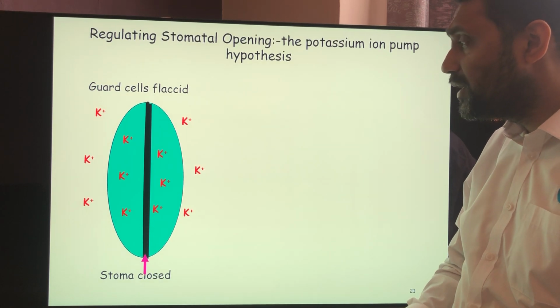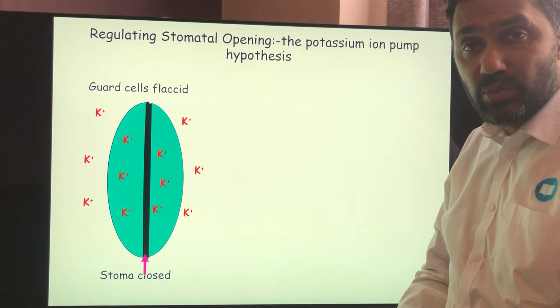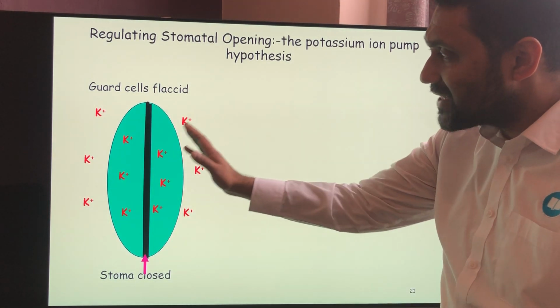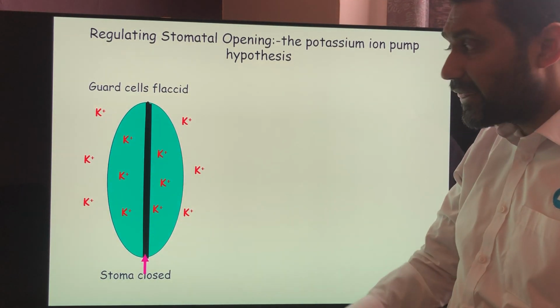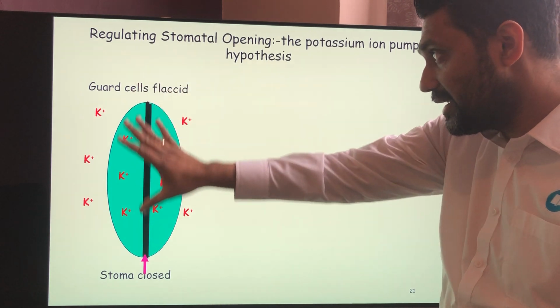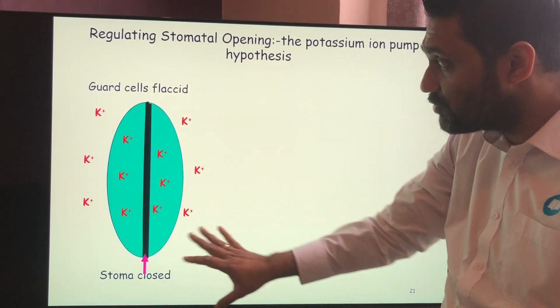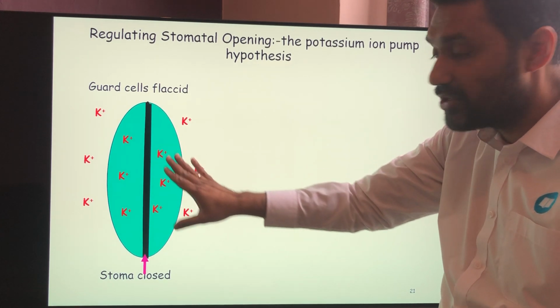Why do they become like this? It's to do with potassium ions. Active transport. When the sun comes up, there's more active transport. Potassium ions will be actively transported into those guard cells, lowering the water potential. Therefore, water will go from the epidermal cells surrounding these guard cells. The potassium will pump from those cells into the guard cells.